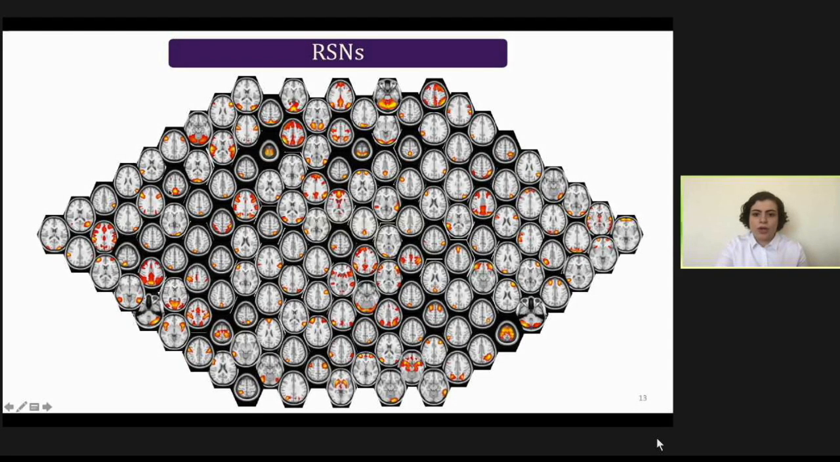And here are all the RSNs. So they include both distributed default mode type networks as well as contiguous modes. And by getting these RSNs, we have a high dimensional soft parcellation of the brain.